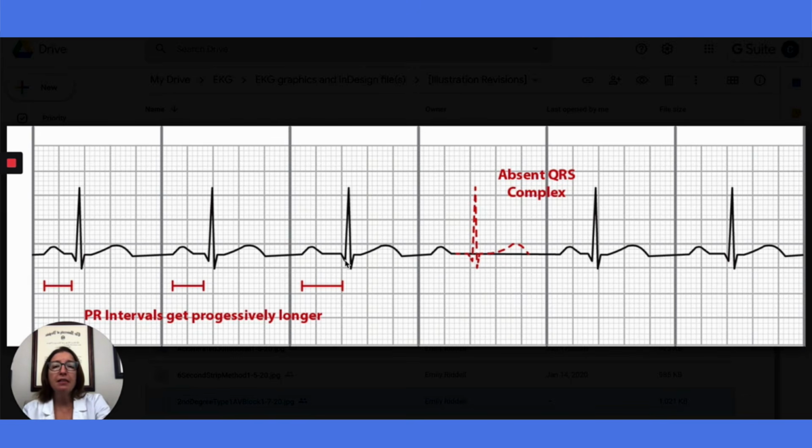If we look at the P waves, those are nice and upright and of the right duration and amplitude. However, when we look at the PR intervals, you will see that they progressively get bigger and bigger, right? Longer and longer. So we've got a nice short PR interval, then a little longer here, until our whole QRS complex is dropped. And this is second degree AV block type 1.